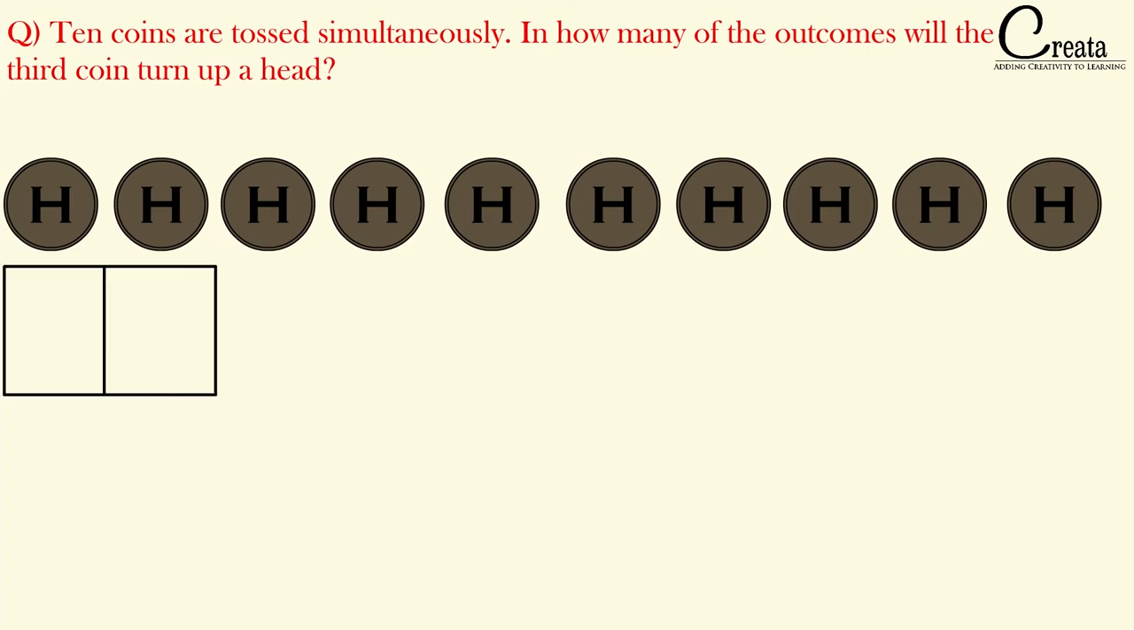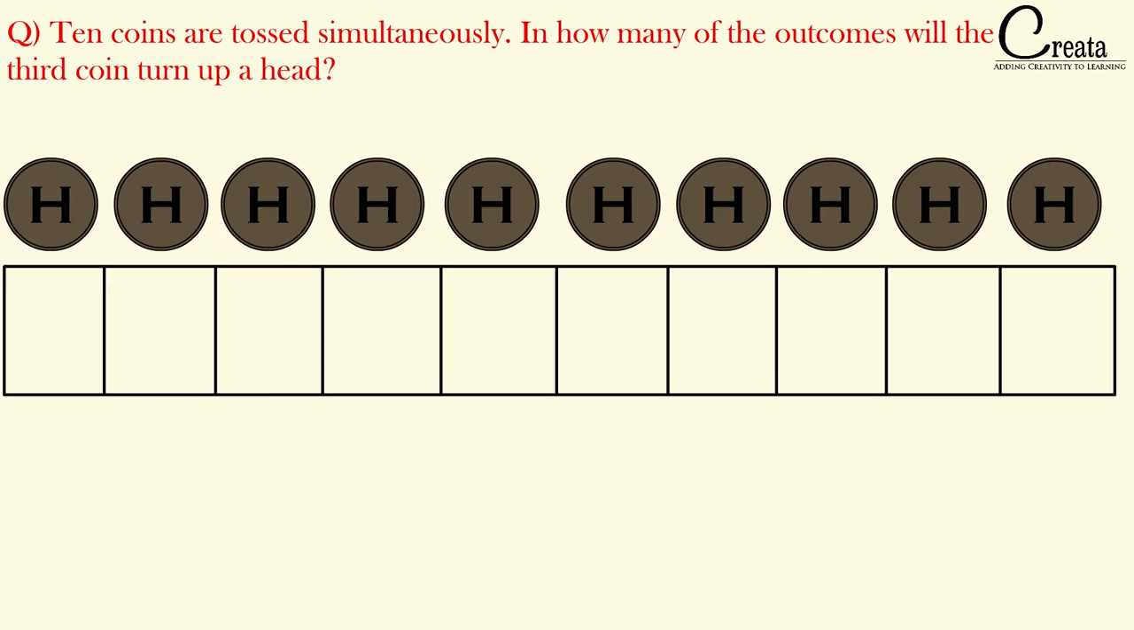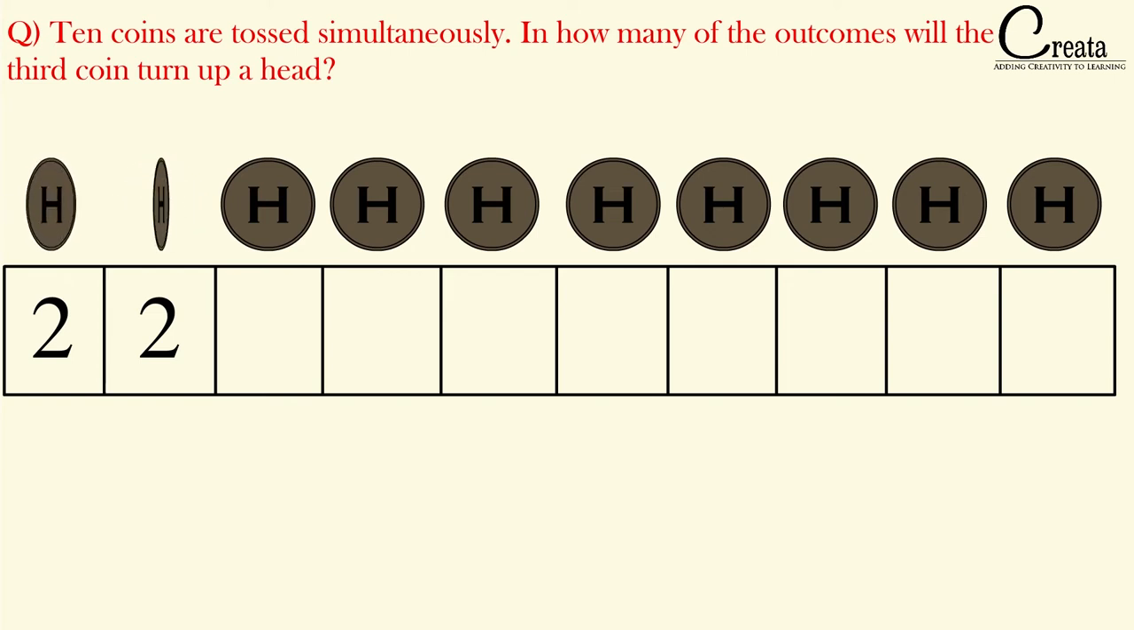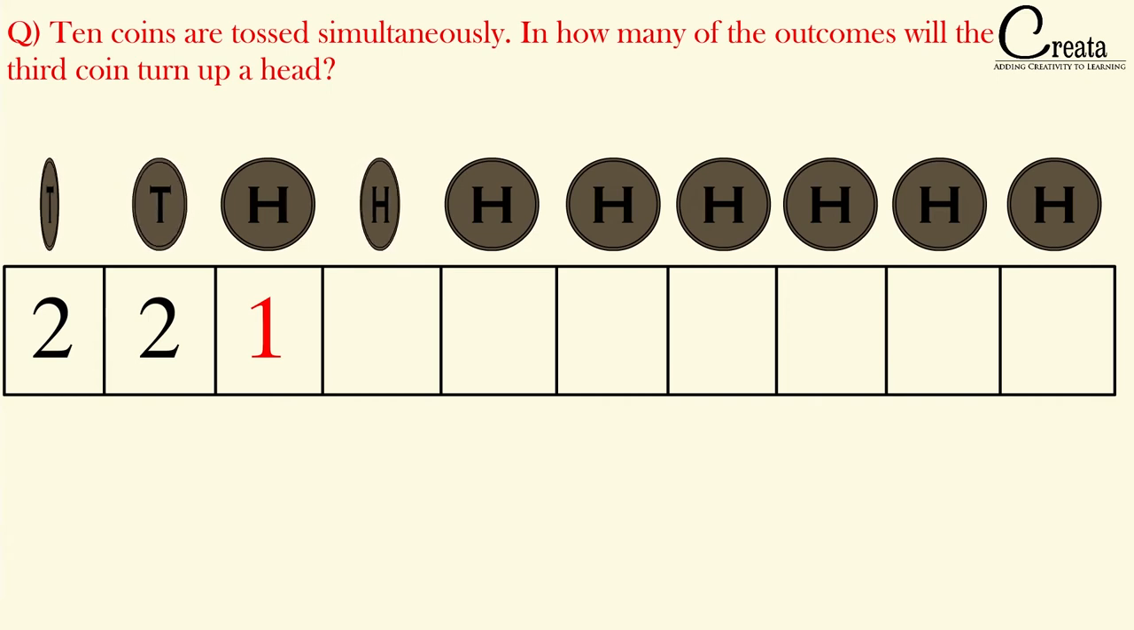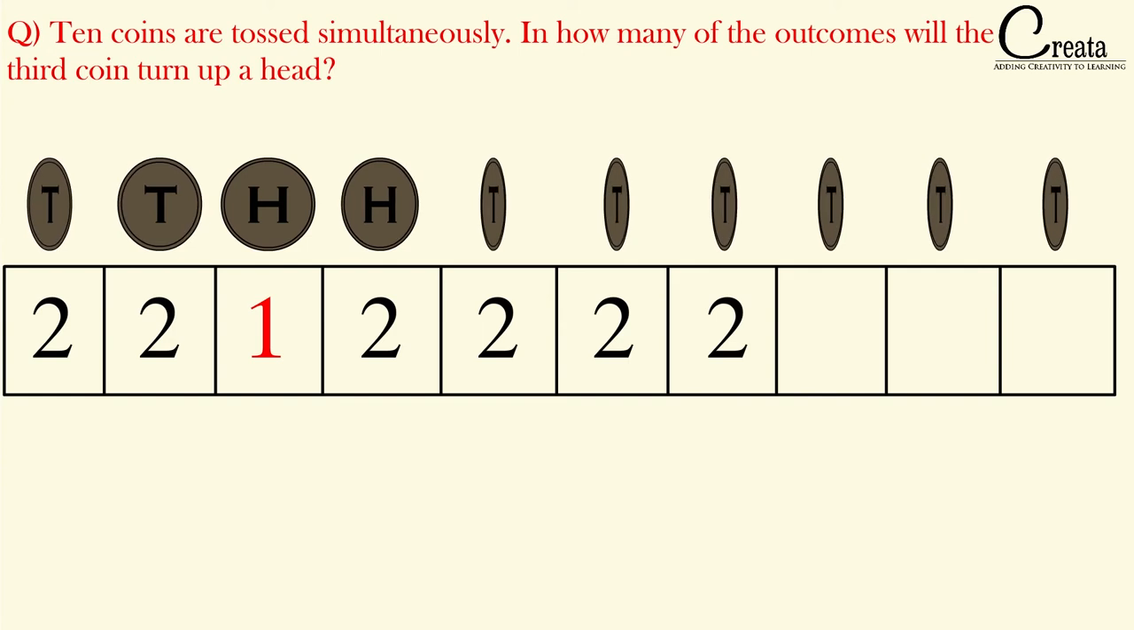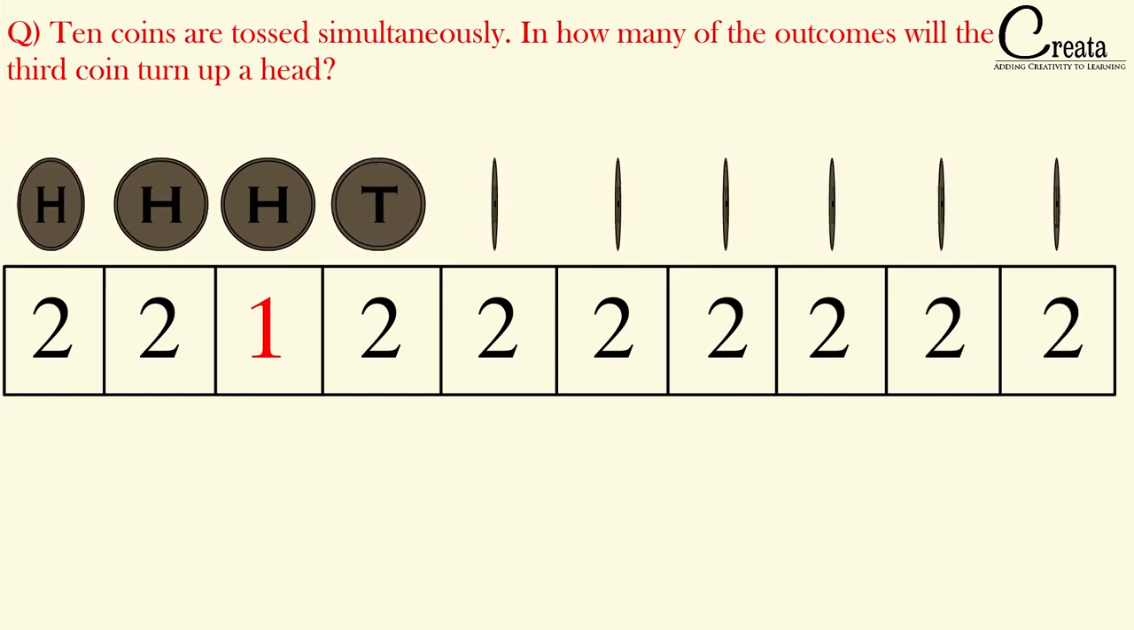We have 10 slots. These 10 slots denote the outcomes of the 10 coins. The first coin can have head or tail, that is, it can have 2 choices. The second slot again can have head or tail, that is 2 choices. The third coin should be head. So the number of choices for the third coin is only 1, that is only head. And the fourth coin can have head or tail, that is two choices. Similarly, the fifth, sixth, seventh, eighth, ninth, and tenth coins can have head or tail, that is two choices.